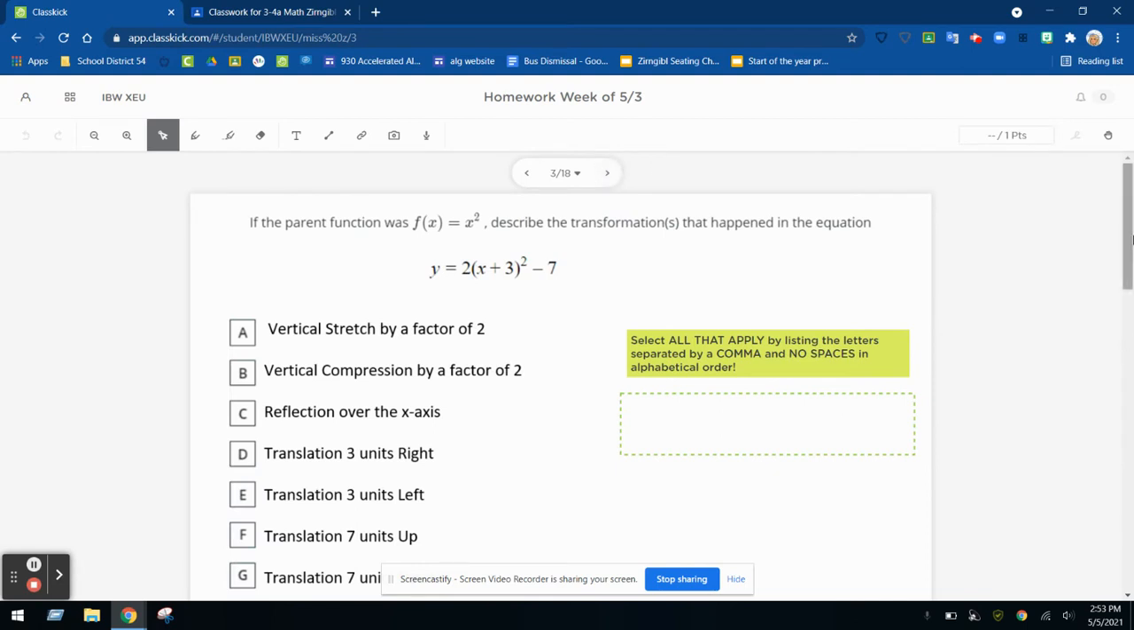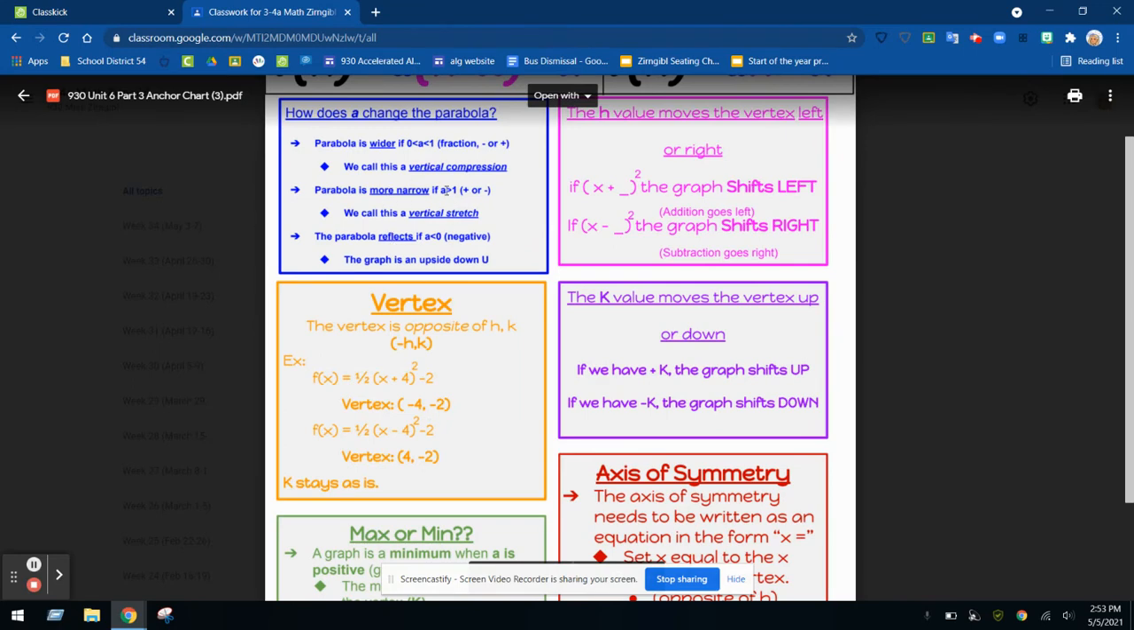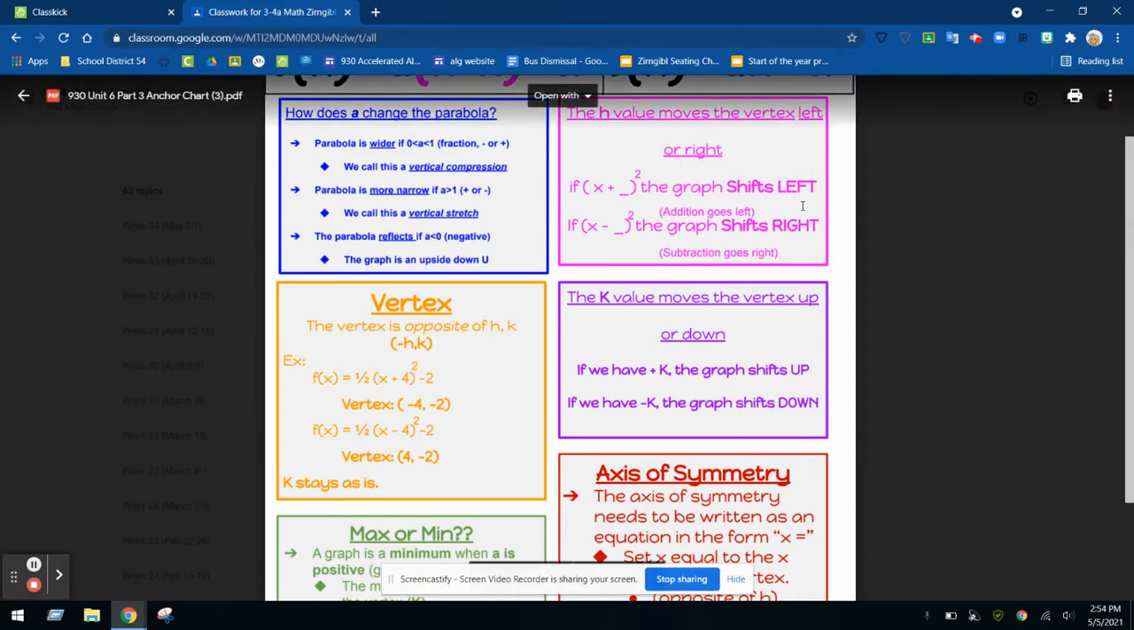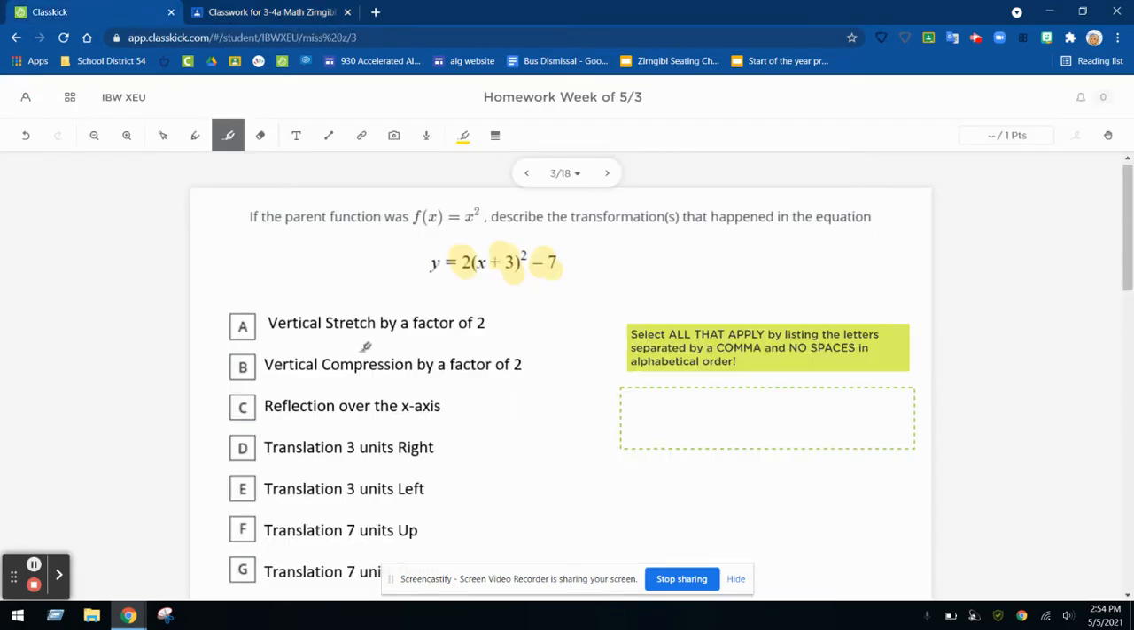Our next problem, okay, we have some new things here as well. I have a 2 out in front, a +3 and a -7. If the a is greater than 1, this is going to be a vertical stretch. If I'm adding inside my parentheses, I'm going to the left. And then with my k, if I'm adding, I am moving up, but here it's subtracting. So I'm going to have a vertical stretch, go 3 units to the left, and go 7 units down. So we actually have A, E, and G for the second problem.